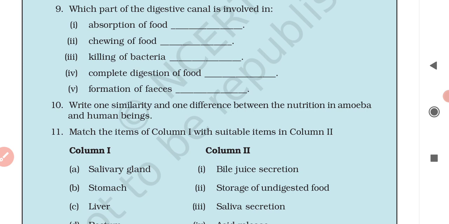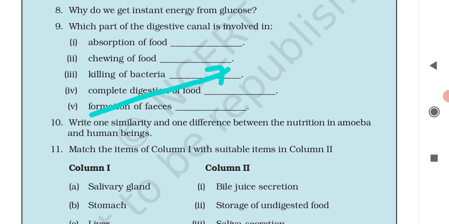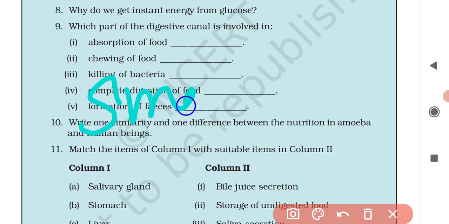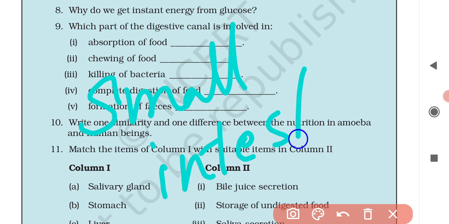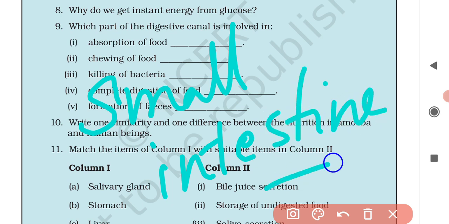Which part of the digestive canal or digestive tract is involved in absorption of food? It will be the small intestine, right? The absorption of food takes place in the small intestine. Again, I am repeating that you need to write down the answers in the book. By pausing the video, you can write it down. Next.